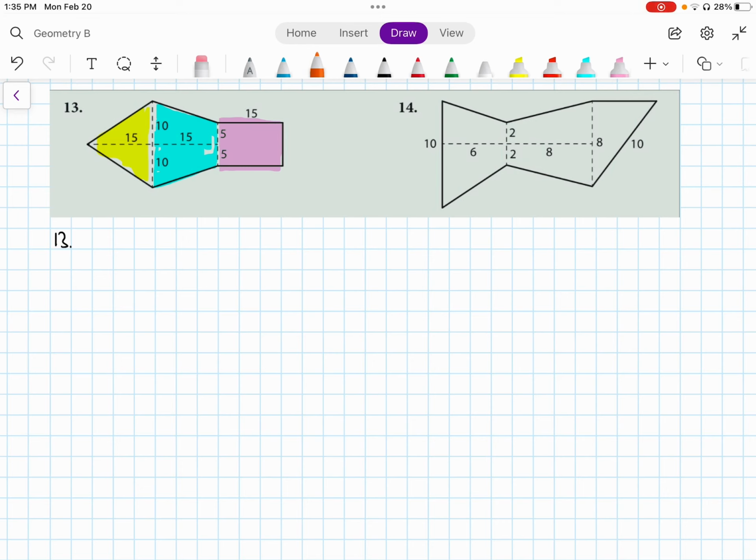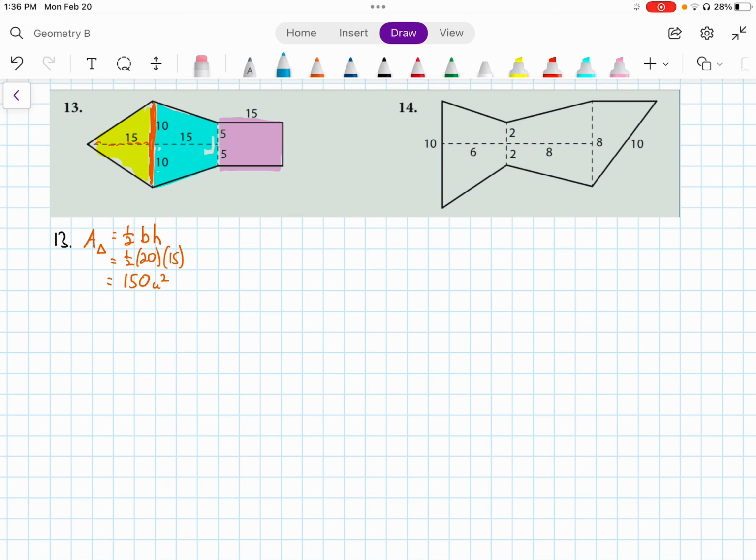The area of the triangle is 1/2 base times height. Base and height are always perpendicular, so I'm going to think of this as my base, which is 20. And the height is 15. So that area is half of 20 is 10 times 15 is 150 units squared. All right, moving on to the blue.